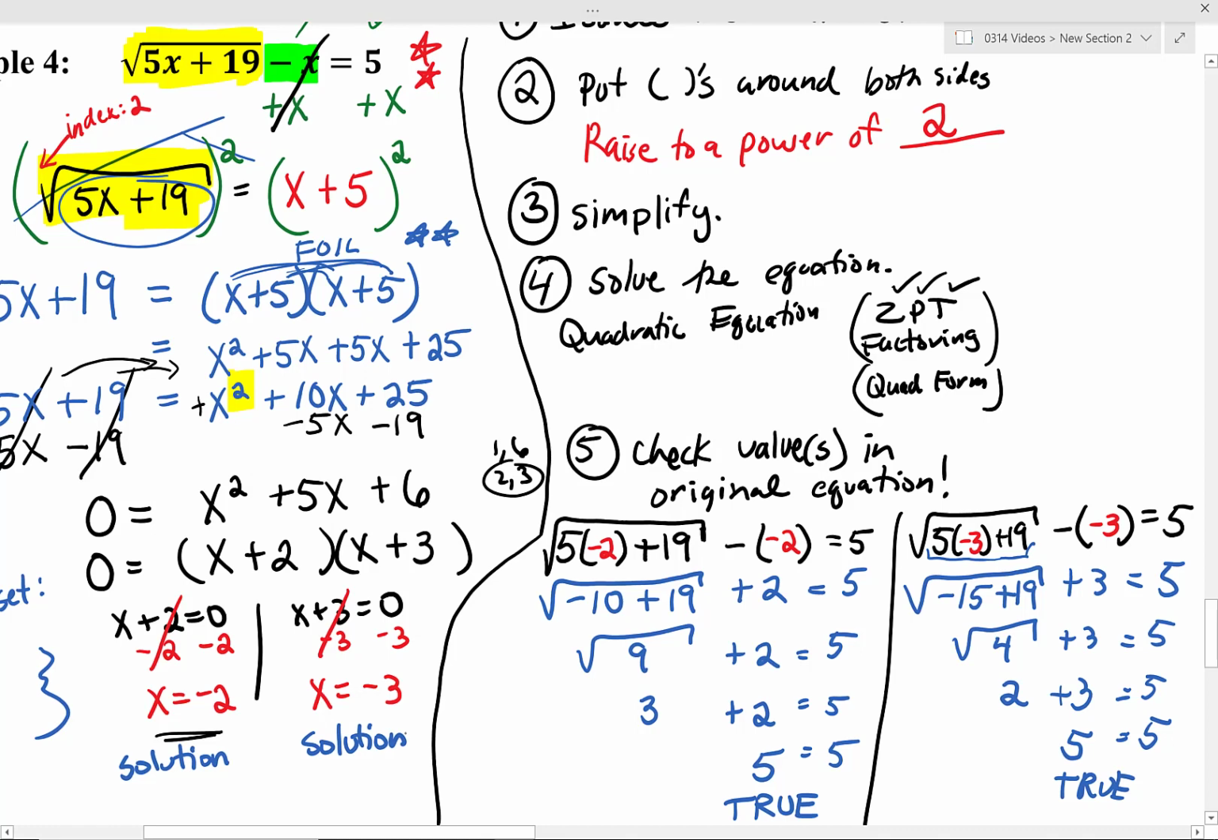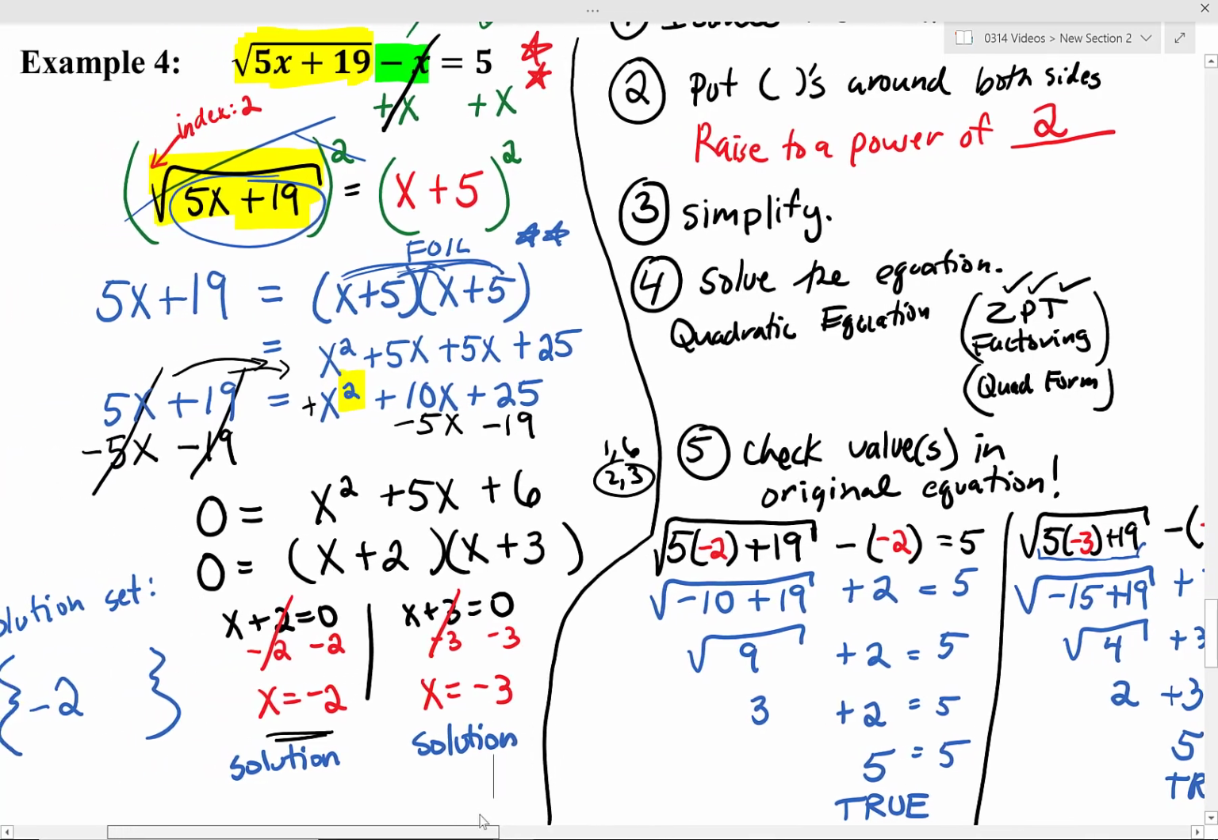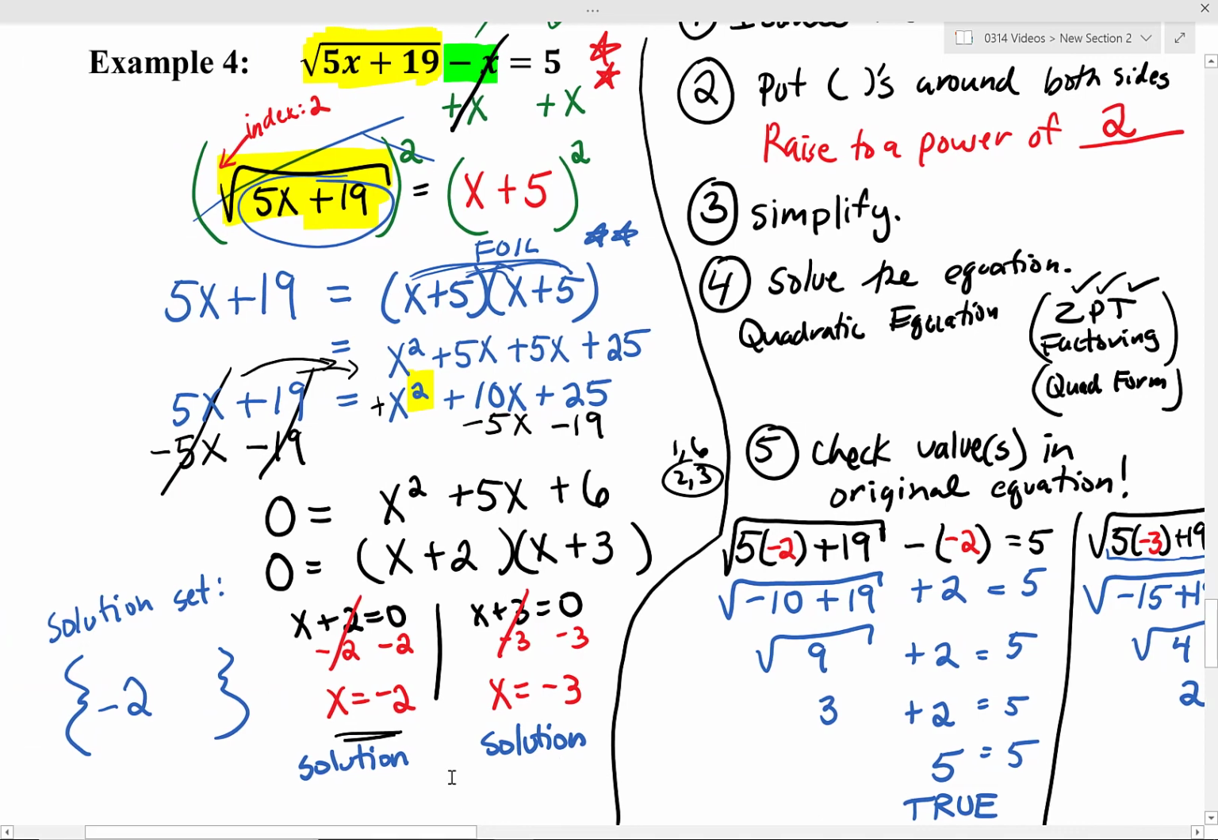So this time, both of those values came back true when we plug them into the original equation. So both of them are true solutions. So our solution set is going to be negative 2, comma, negative 3. So if we have more than one value that comes back true, then we're going to write our solutions inside braces with commas separating them. So this is a list of all of the solutions.